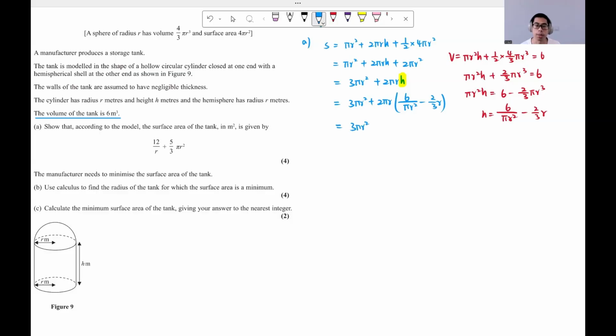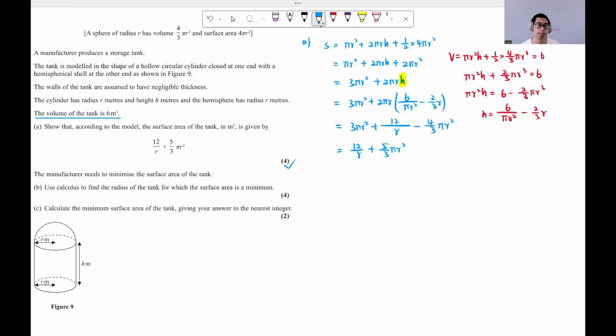So 3 pi r squared plus 2 times 6 is 12, pi over pi cancels, and dividing top and bottom by r leaves 12 over r. And if we multiply 2 pi r by negative 2/3 r, then that would be negative 4/3, since 2 times 2/3 is 4/3. Pi is just pi, and r times r is r squared. So that will be 12 over r, and 3 minus 4/3 is 5/3, so plus 5/3 pi r squared. Then that is the same as the answer.